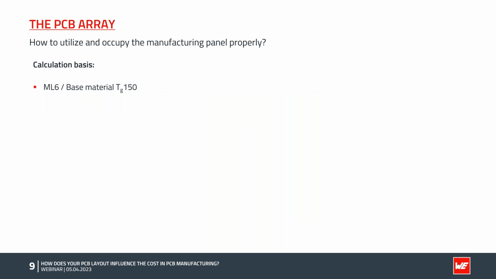So let's see what could happen if we go into a real calculation. We take a 6-layer board with a base material TG150. In that case, the PCB size would be 20 by 40 millimeters squared.